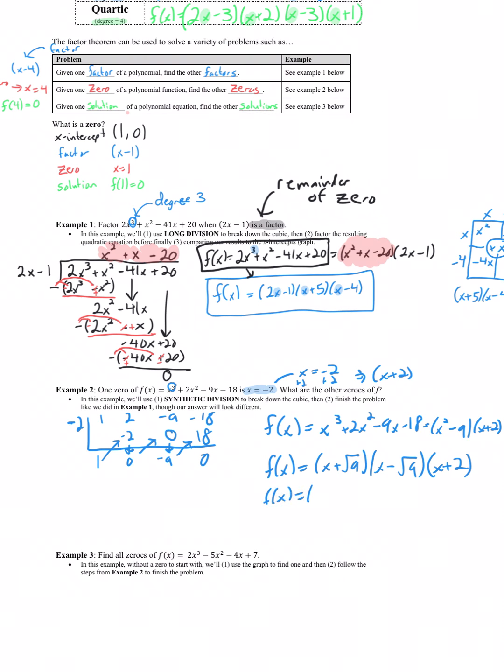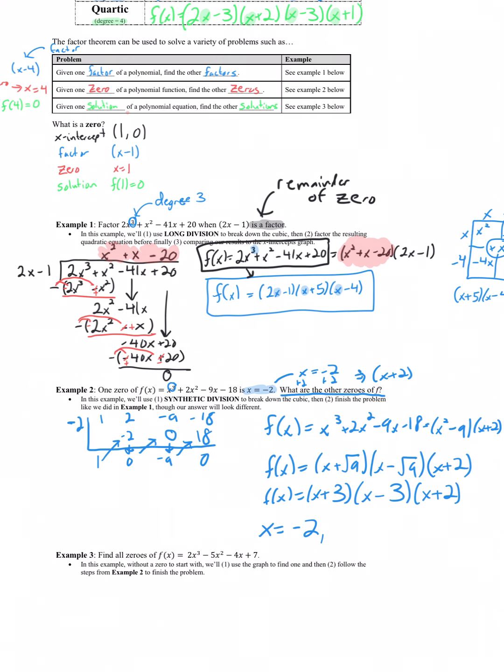And x plus square root of 9 is x plus 3, x minus square root of 9 is x minus 3. So that's not too bad. But this problem doesn't ask me to find the factors. This problem asks me to find the zeros. So if I want to find the zeros, my answers need to be as x equals. I know one of them is -2 because that was given at the beginning.